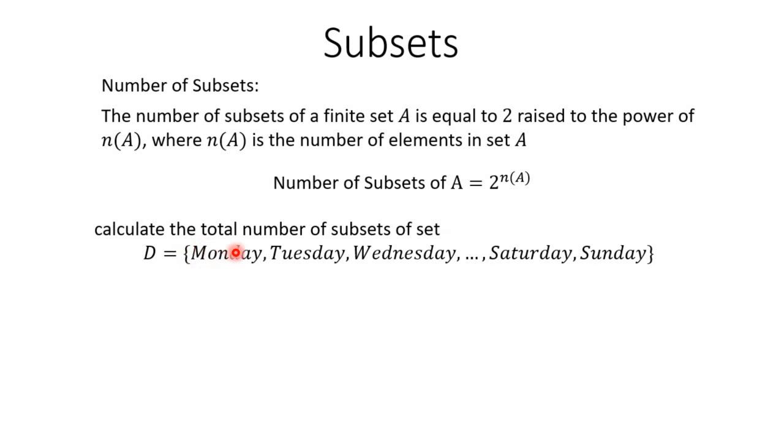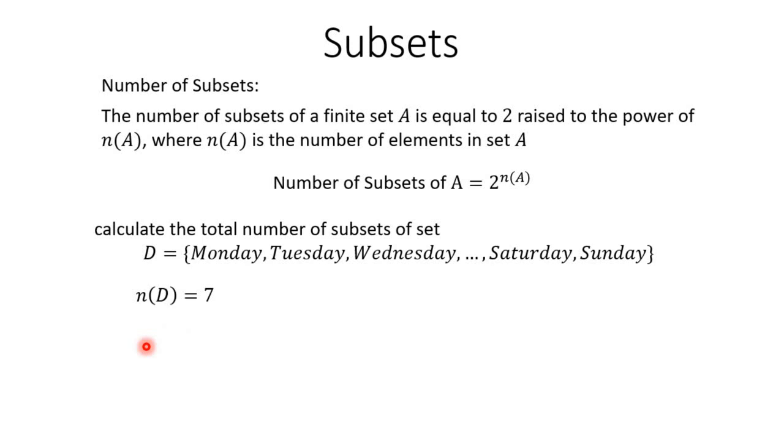So calculate the total number of subsets of this set D. Well, this is the set of days of the week. Monday, Tuesday, Wednesday, and of course these ellipses stand for everything between Wednesday and Saturday, which would be Thursday and Friday, or represented by these ellipses. Then we have Saturday and Sunday. So those are the 7 days of the week. So it turns out that the number of elements, or the cardinality of set D, is equal to 7. Set D has 7 elements.